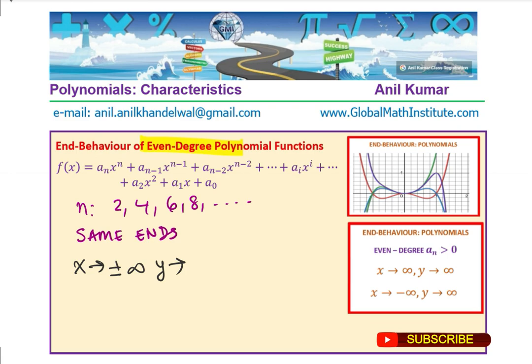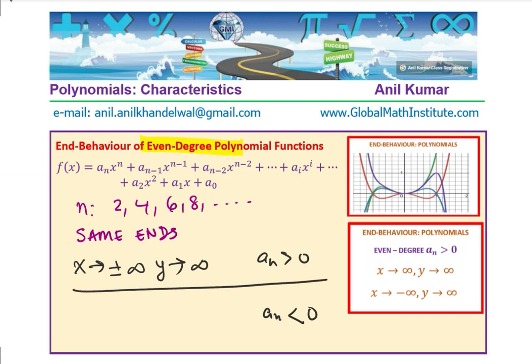So, the only thing which is going to decide where y approaches is whether an is greater than 0 or less than 0. If an is greater than 0, then y approaches positive infinity, period. And for x approaching positive or negative infinity, y approaches negative infinity if an is less than 0. You get the idea, right?